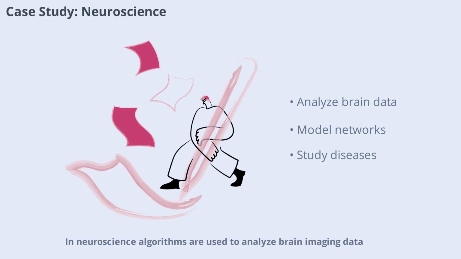Neuroscience algorithms are used to analyze brain imaging data, model neural networks, and study brain function. Machine learning algorithms can detect patterns in brain activity, helping researchers understand cognition, behavior, and neurological diseases. These tools are opening new frontiers in brain research.